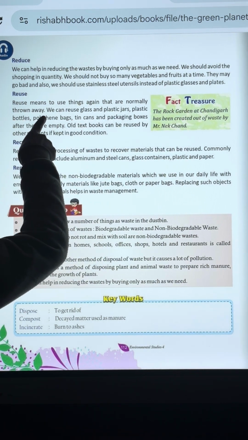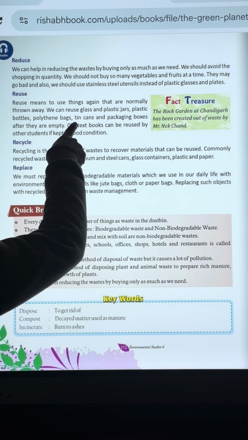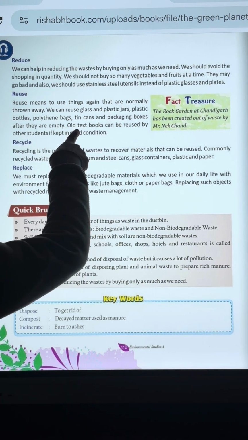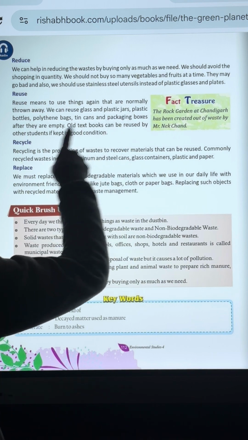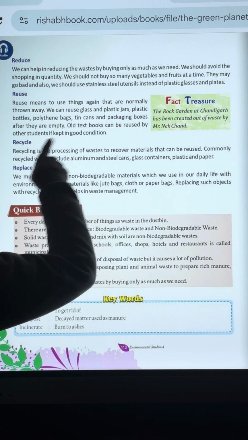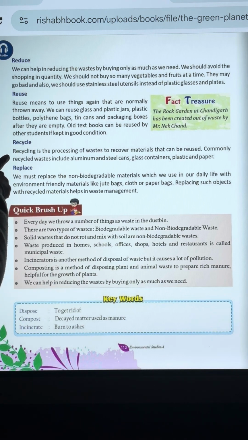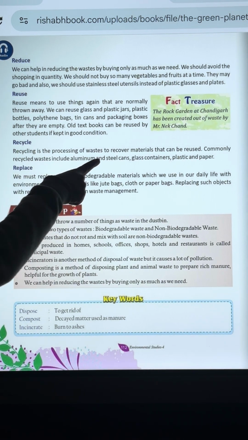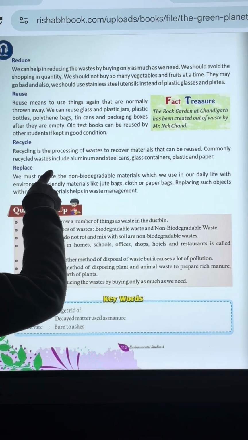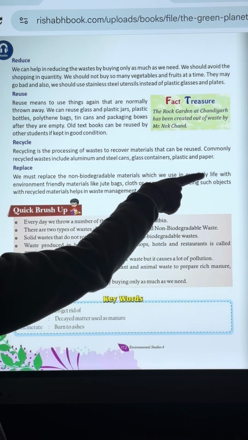Reuse. Reuse means to use things again that are normally thrown away. We can reuse glass and plastic jars, plastic bottles, polythene bags, tin cans, and packing boxes after they are empty. Old textbooks can be reused by other students if kept in good condition. Recycle. Recycling is the processing of waste to recover material that can be reused. Commonly, recycled wastes include aluminum and steel cans, glass containers, plastic, and paper.